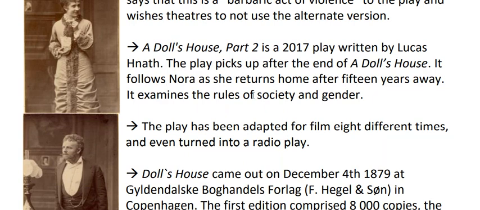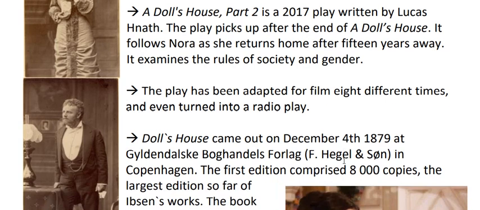A Doll's House, Part 2 is a 2017 play written by Lucas Hnath. The play picks up after the end of A Doll's House. It follows Nora as she returns home after 15 years away. It examines the rules of society and gender. The play has been adapted for film 8 different times and even turned into a radio play.